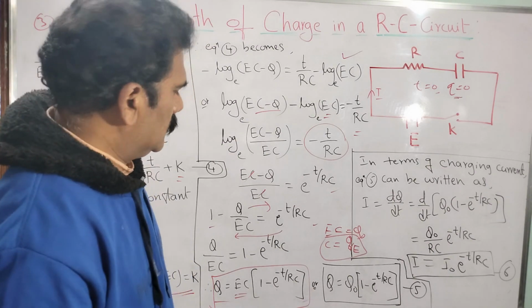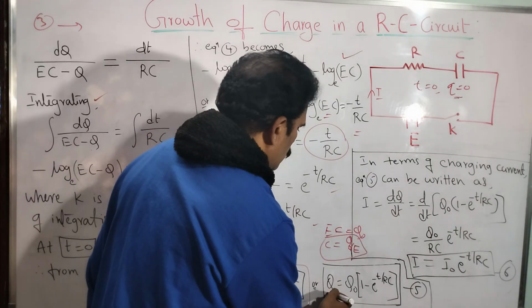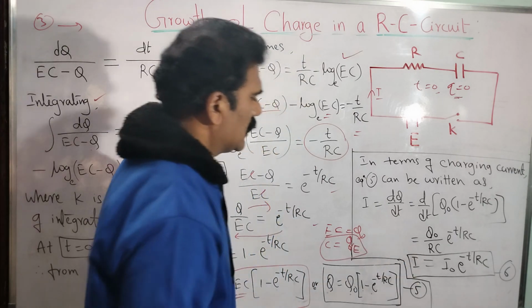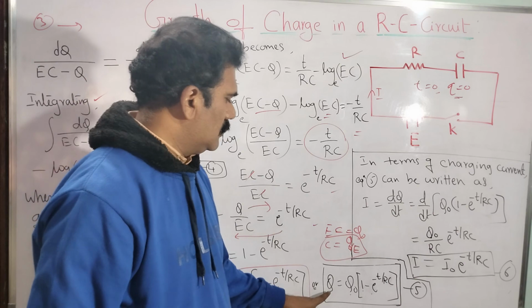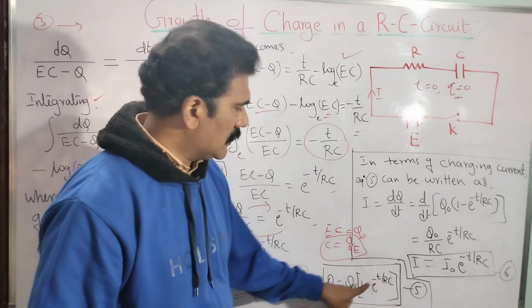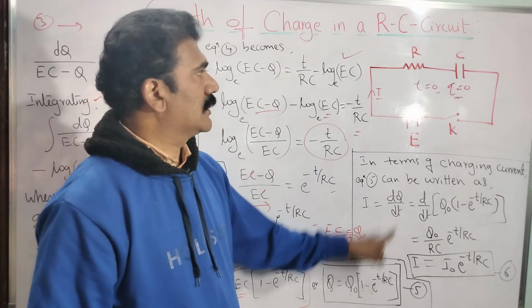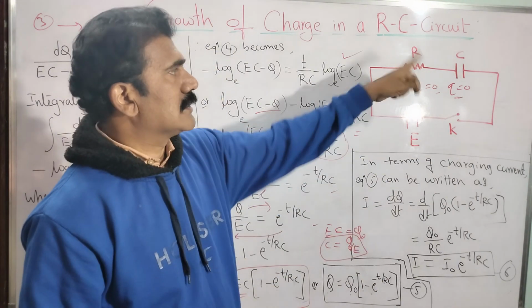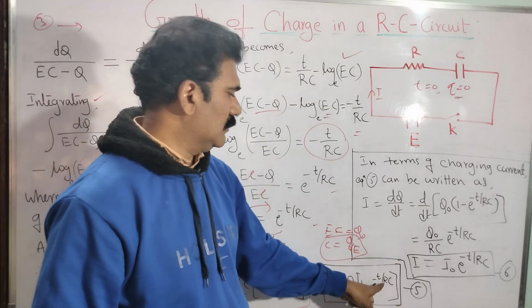Okay. So now this equation Q is equal to Q naught into 1 minus e to the power of minus T by RC indicates how the charge in the capacitor is going to increase with the increase of time t. Okay, because it is charging growth. So the growth of the charges takes place in the capacitor with respect to time t.